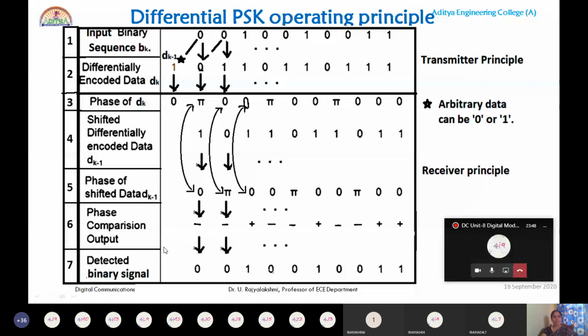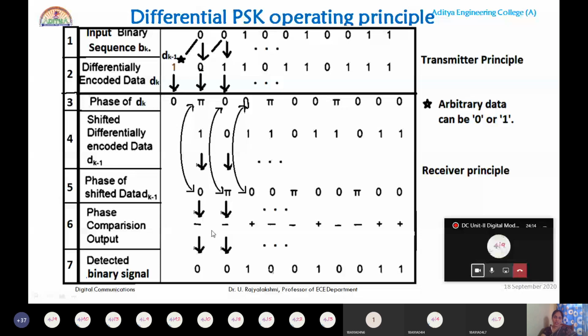Then that is applied to the decision device. The seventh row represents the output of the decision device, which you can define based on comparing the low pass filter output with a threshold. Here, the low pass filter output is nothing but the phase comparison output, that is a reduction in magnitude or high magnitude. If the magnitude is less compared to the threshold... So the detected binary signal is the output of the decision device.